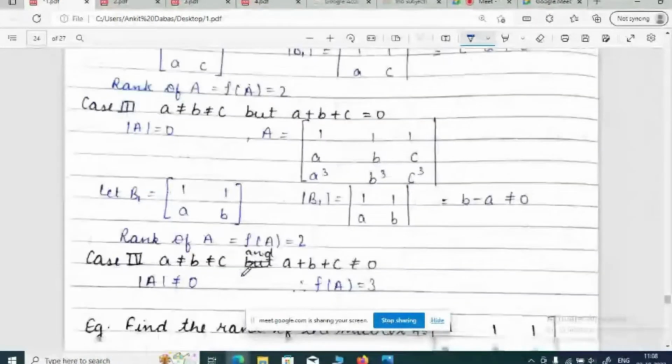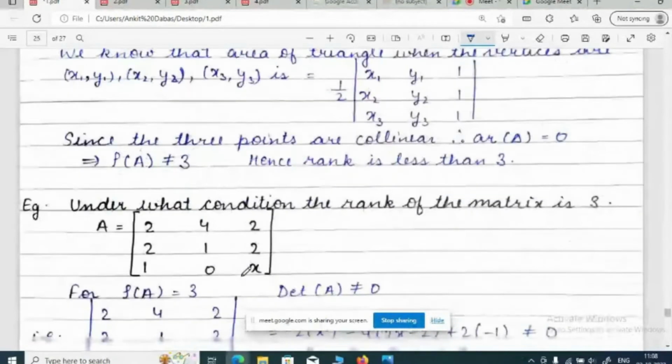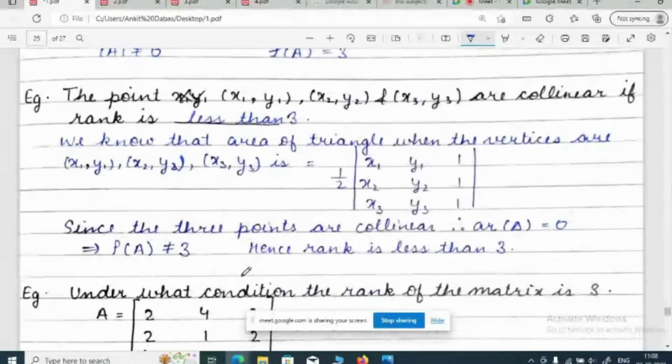So let us just go to some questions like this. We are given 3 points, x1, y1, x2, y2, x3, y3, and we are asked that these points are collinear if the rank is. So we know that for any 3 points, the area of the triangle is given by 1 half of this determinant. And if 3 points are collinear, then it means the area will be equal to 0. So the area here is equal to 0.